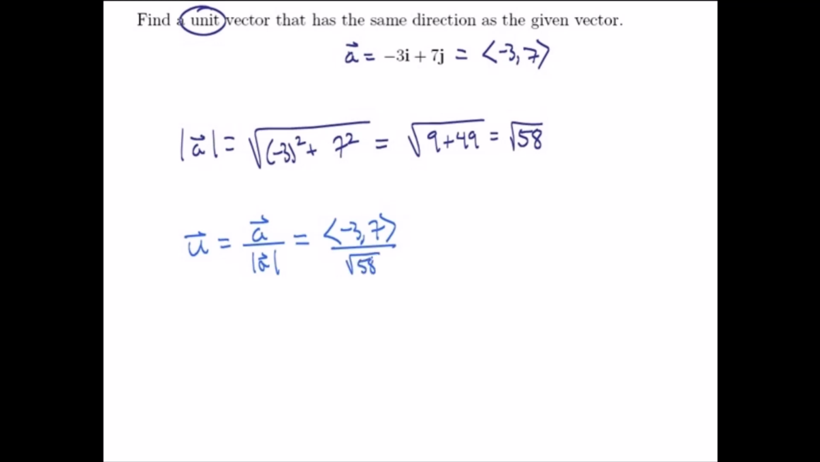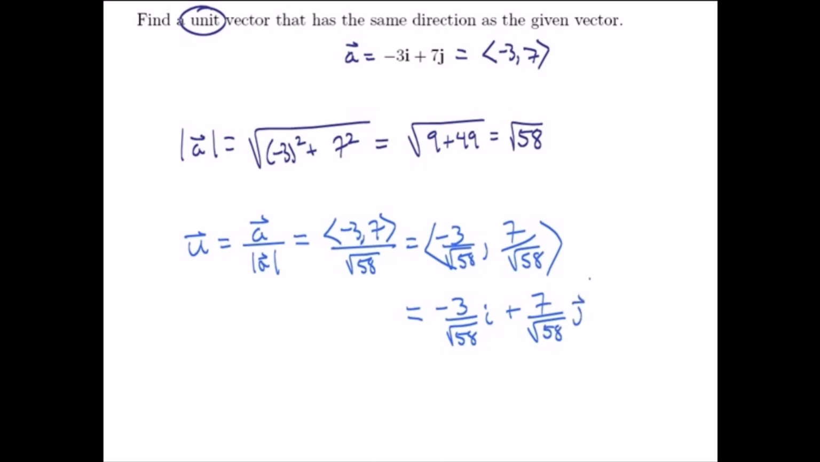This is really like scalar multiplication, multiplying by 1 over the square root of 58, and so we can think of this as negative 3 over the square root of 58 in the first component, 7 over the square root of 58 in the second component. Or, if you like, we can write it using the standard basis vectors, negative 3 over square root of 58 times i, plus 7 over the square root of 58 times j.